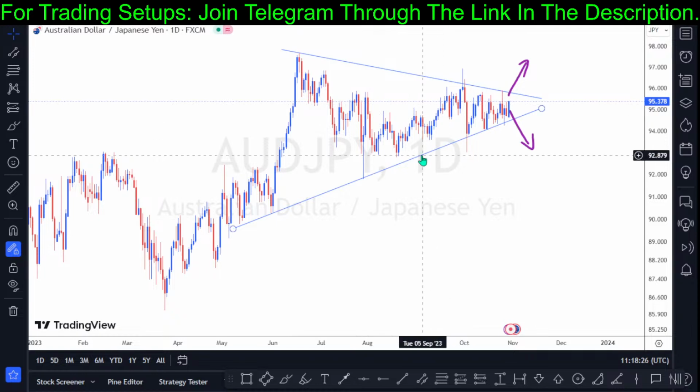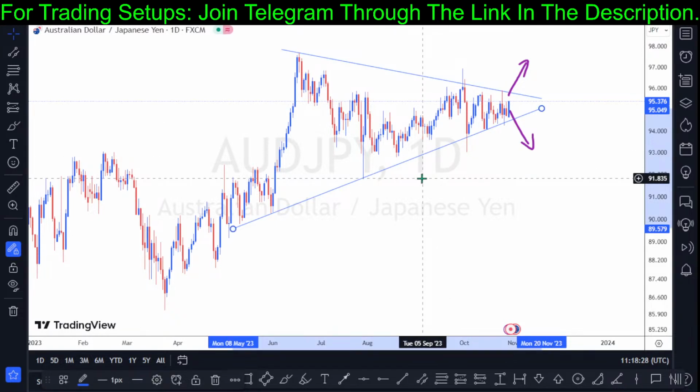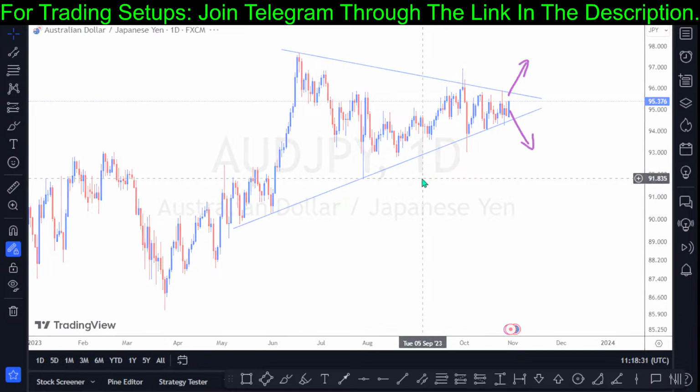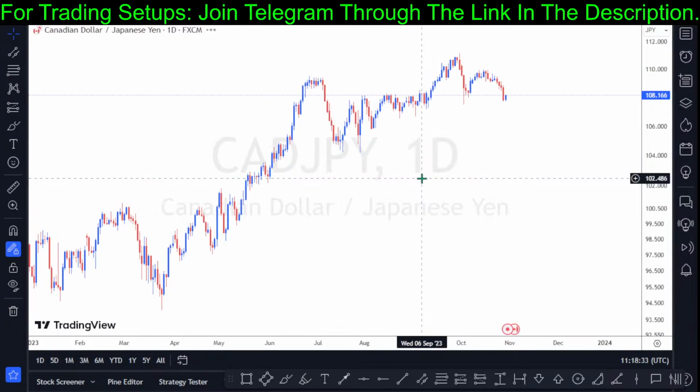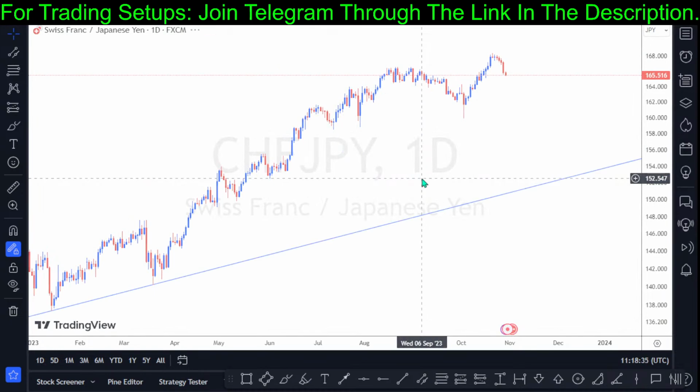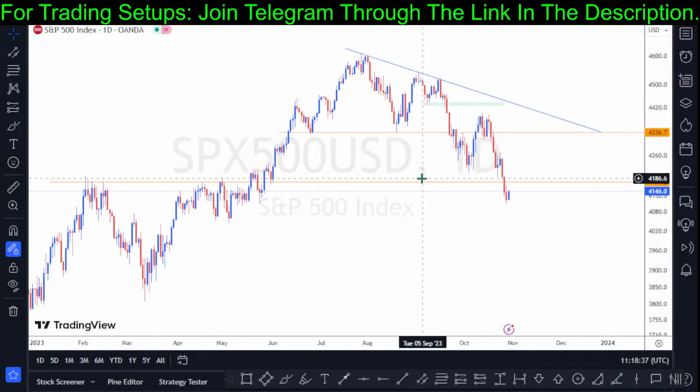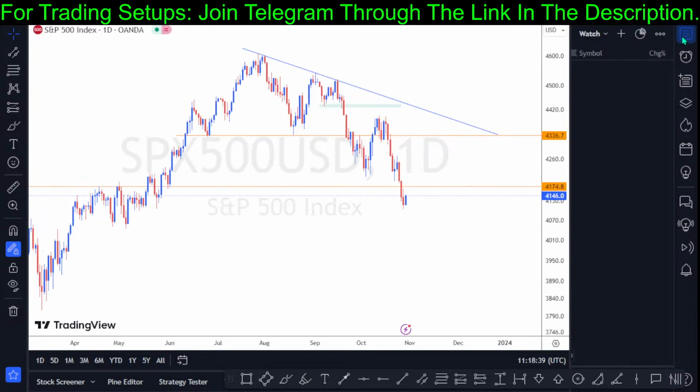Let's go down to other assets I have right here. Let's go to the Euro paired against the New Zealand dollar. Okay, let's check the Euro paired against the New Zealand.